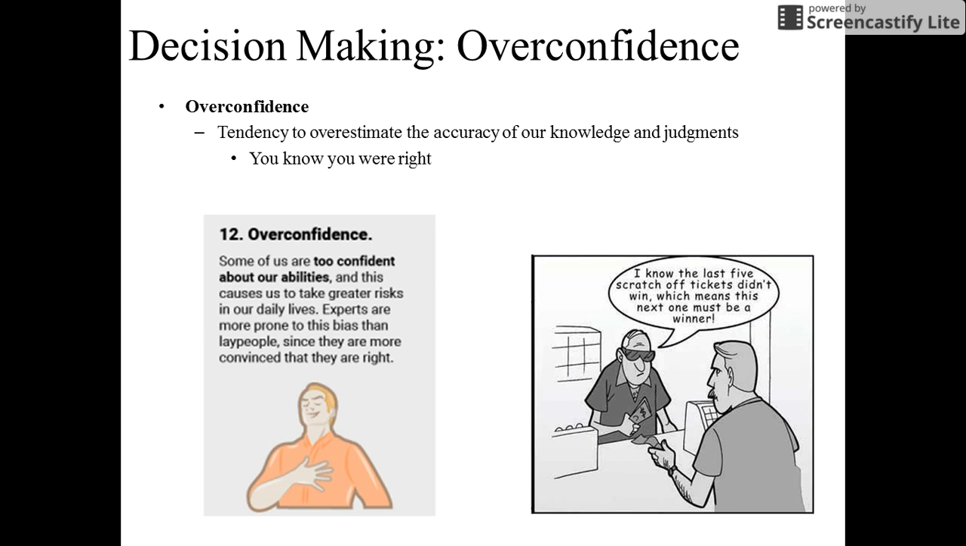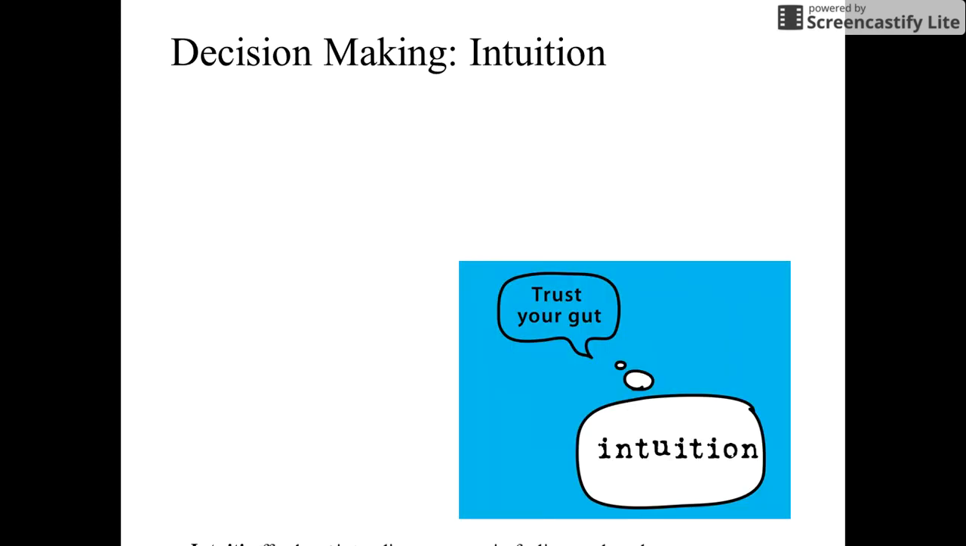Okay, here's obviously a cartoon on the bottom. It says, "I know the last 5 scratch off tickets didn't win, so now you're overconfident that the next one is going to be a winner," which can cause you, okay, some problems in the future. If let's say you know all AP Psych and you're going to do great, that can influence you to maybe do poorly on a test if you don't know all the information that you do need to know.